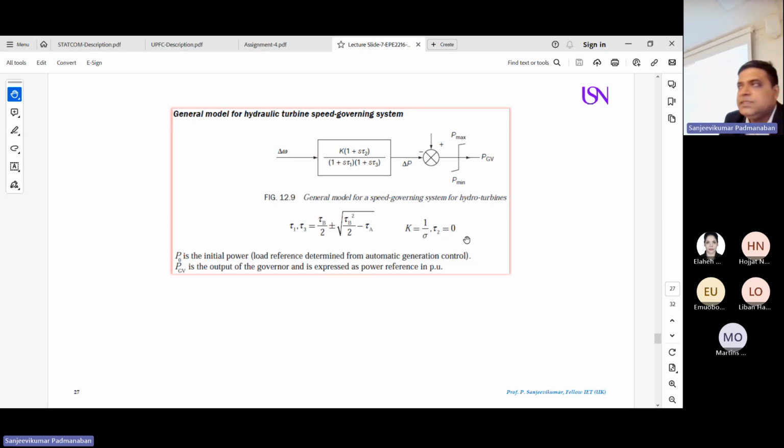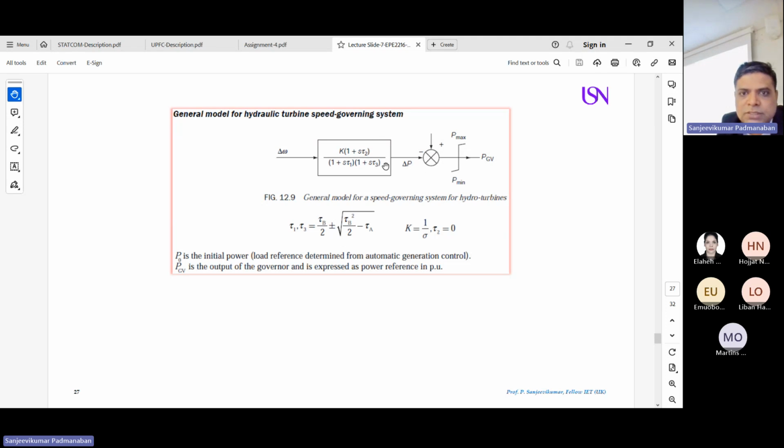Now we are going to look at the generalized model of your speed governing system of the turbine. So I have a change in speed. The change in speed is given to the combined model of your complete hydraulic turbine, which is given by this block. Then I find the small change in the position, which is compared with the reference value. Then I put a limiter to limit the position between minimum and maximum. I get the value of PGV.